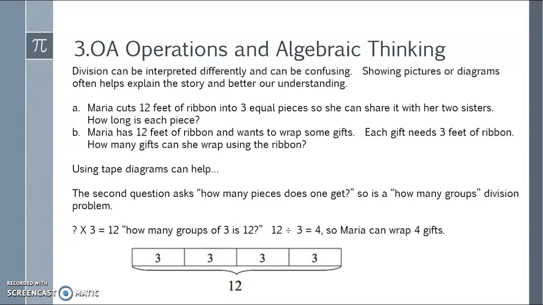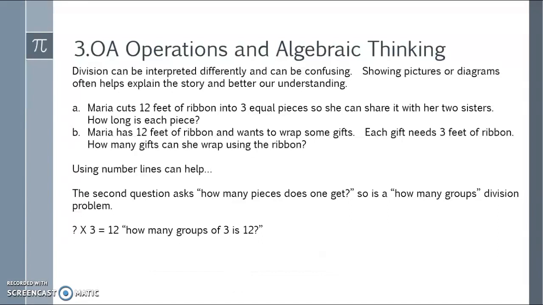Well, we can do 4 of them. So 12 divided by 3 is 4. Therefore, Maria can wrap 4 gifts. Now using a number line.